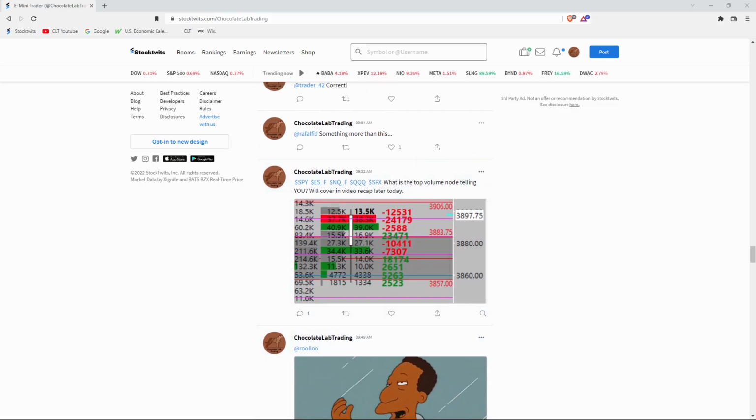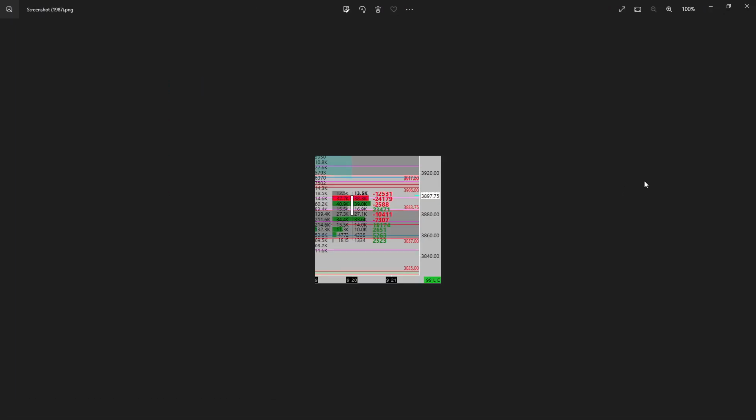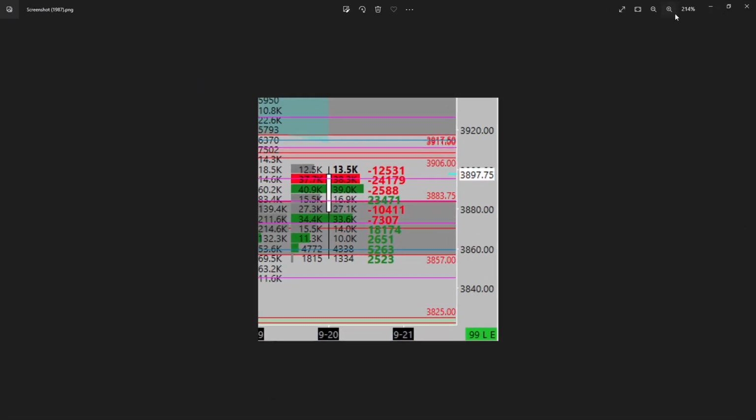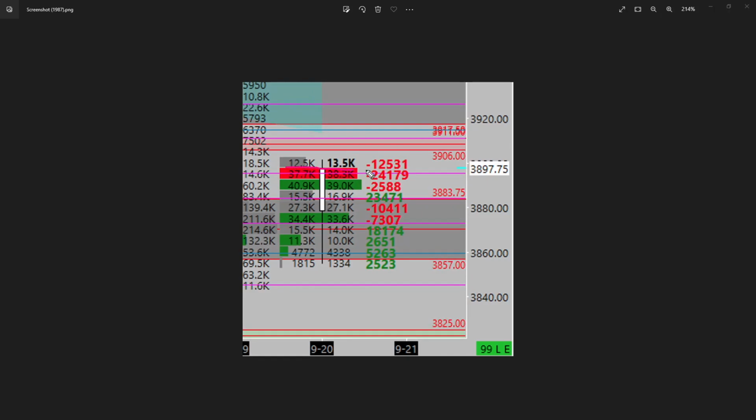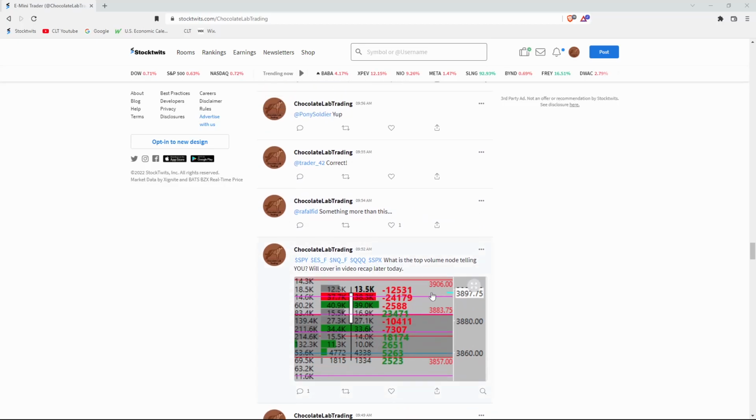Alright, what is the top volume node telling you? We'll cover this in video recap later. So we traded now above even more. And what can we see? We could see tons of transacted volume. As we know, as we've been talking about, when you see that, we're likely to continue up.